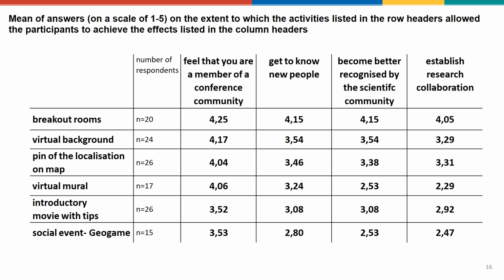The table presents the mean of answers on a scale of 1 to 5 regarding the extent to which the activities listed in the row headers allowed the attendees to achieve the effects listed in the column headers. Blue denotes a mean above 4 and yellow denotes a mean above 3. Breakout rooms contributed the most to all 4 of the goals. Only breakout rooms contributed to the latter 2 objectives with a mean above 4.